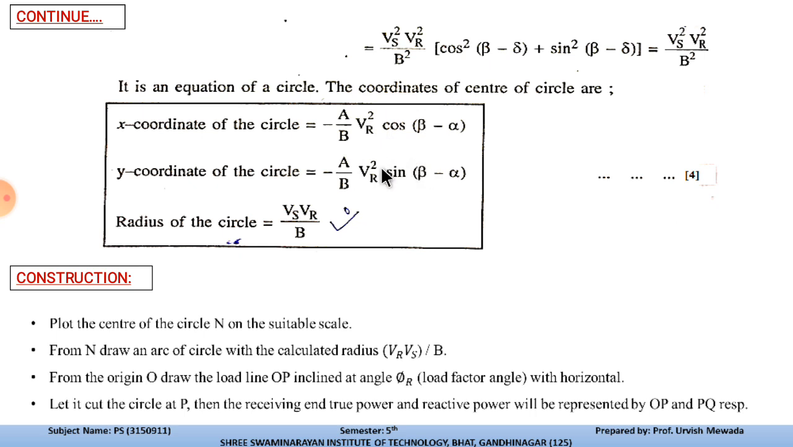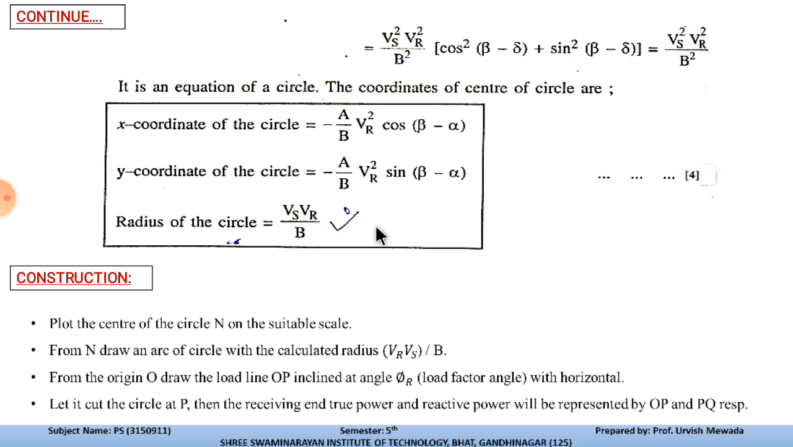So this is the sinusoidal term. So for the y axis the equation will become A by B Vr squared sin(beta minus alpha), and the radius of the circle is Vs into Vr by B. So these are the coordinates from which we can construct the circle diagram for the receiving end powers, for the receiving end transmission line.